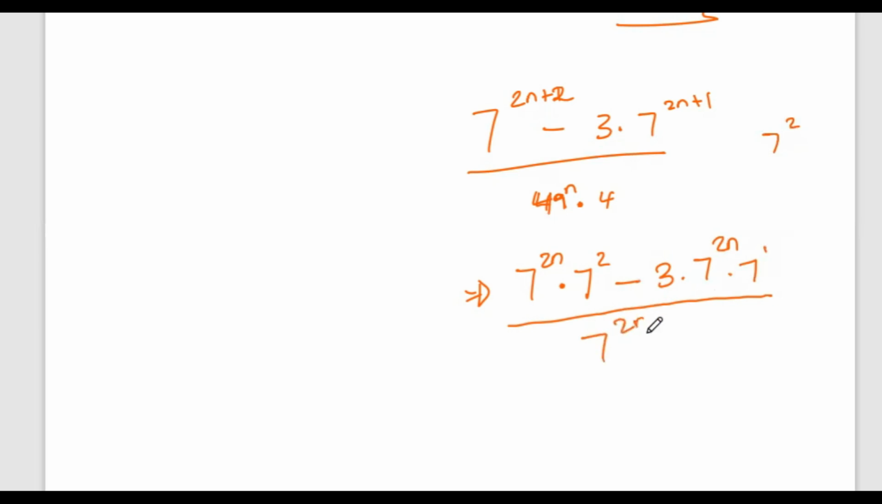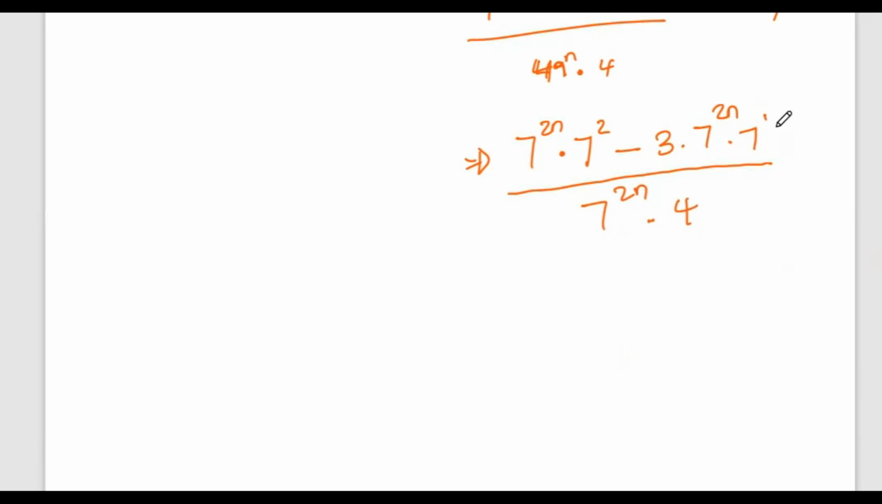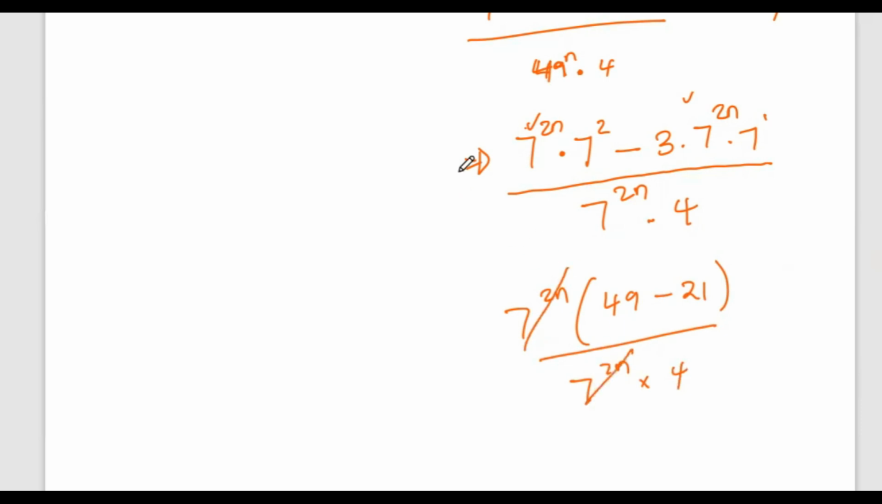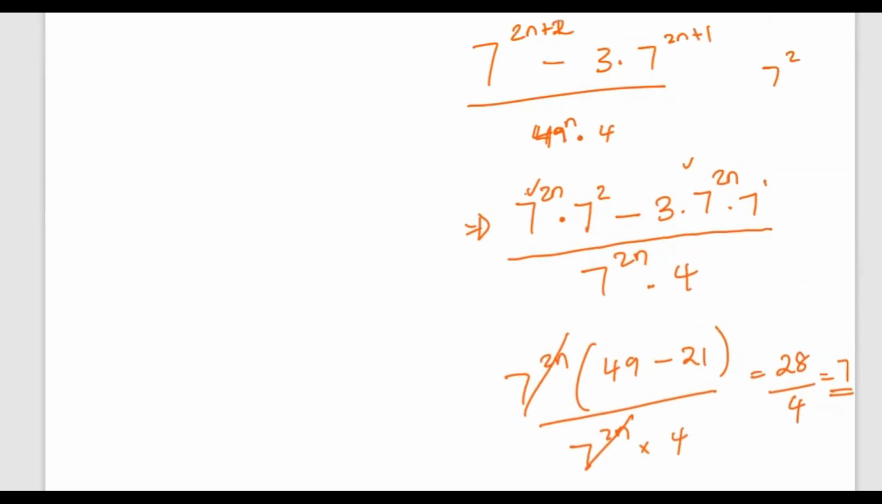So that's going to be 7 to the 2n multiplied by 4. I don't need to play with the 4, leave it, it doesn't have any n. Then the top part, what do I see as common? 7 to the 2n. I'll be left with 49, or 7 squared is 49. Then 3 times 7, that's 21, over 7 to the 2n times 4. Then 7 to the 2n cancels out. What is 49 minus 21? That gives us 28. We're dividing it by 4, which means our answer is just 7. So that is how we would go about that.